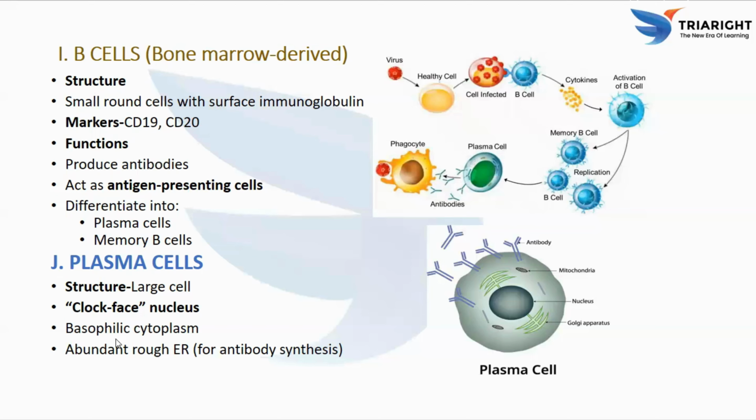So next is plasma cells. What are plasma cells? These are the final, fully differentiated form of a B cell. In structure, it is a large cell. It is specialized for protein production, like antibody production.